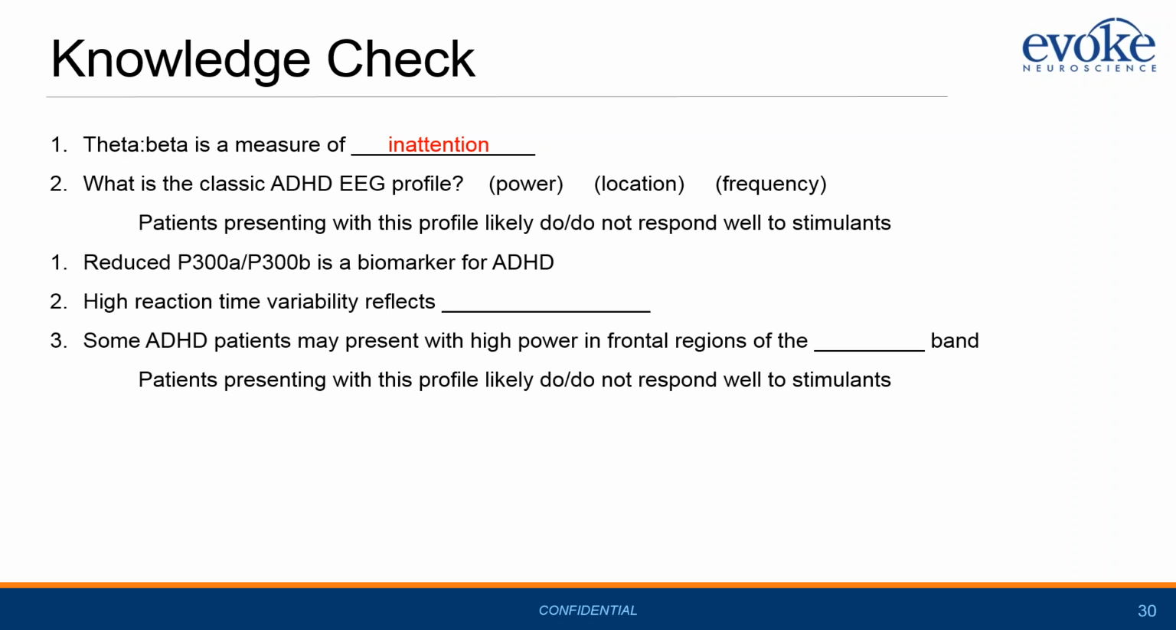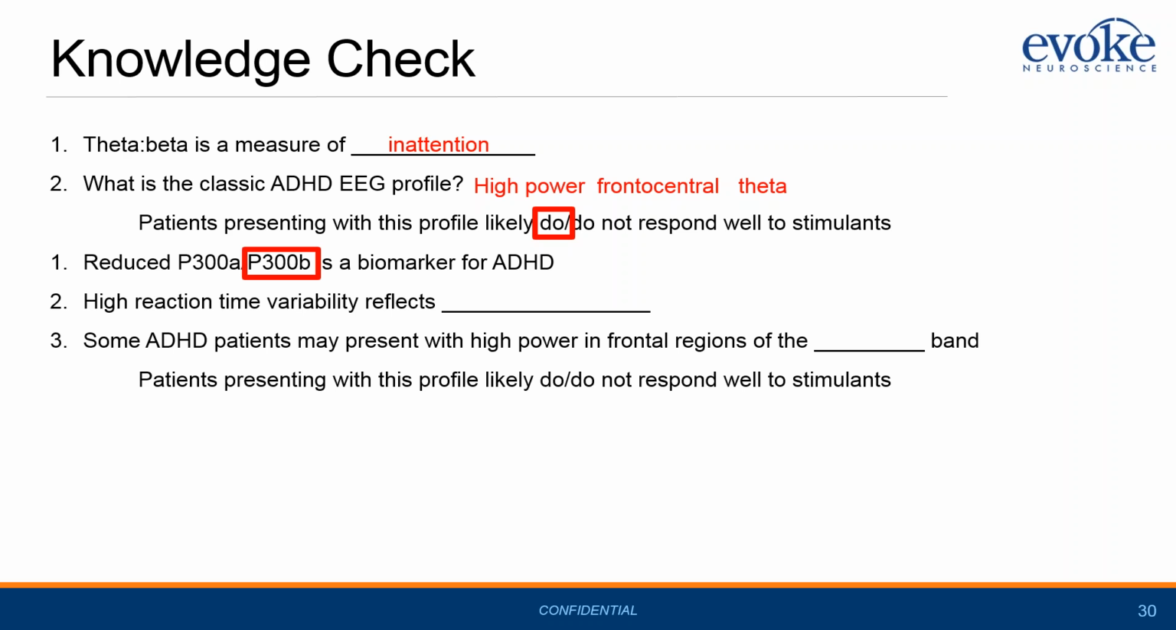Now, what is the classic ADHD profile we're looking for? Power, remember, we're looking for red, so that would be high power. Location, we're looking for frontal-central. And frequency, our classic profile, about 85% of patients have this profile, is in theta, that 4 to 8 hertz range. Now, patients with this classic theta profile do or do not respond well to stimulants? They do. Now, we're looking at our ERPs. Is it P300A or P300B? That's a biomarker for ADHD.